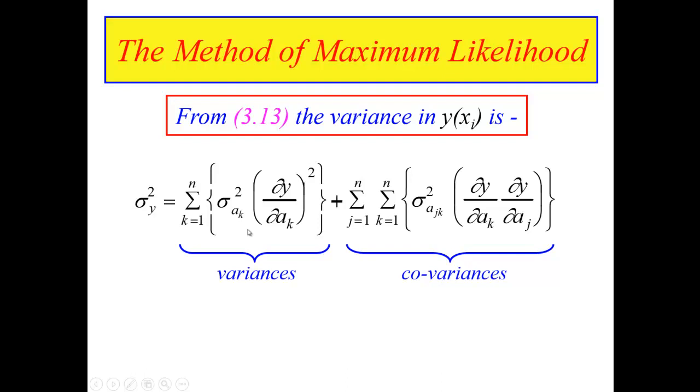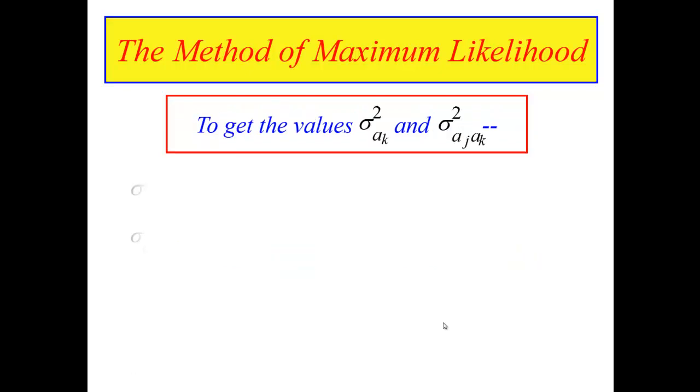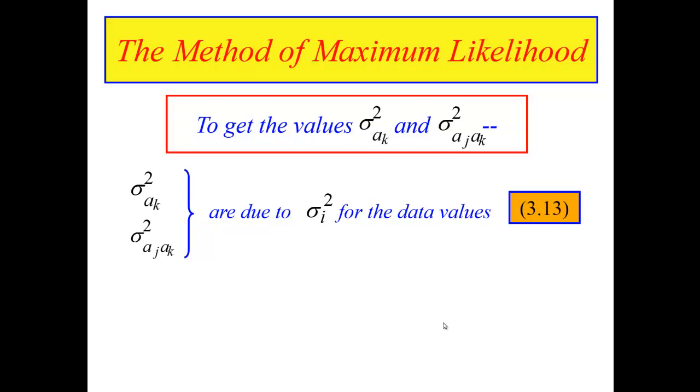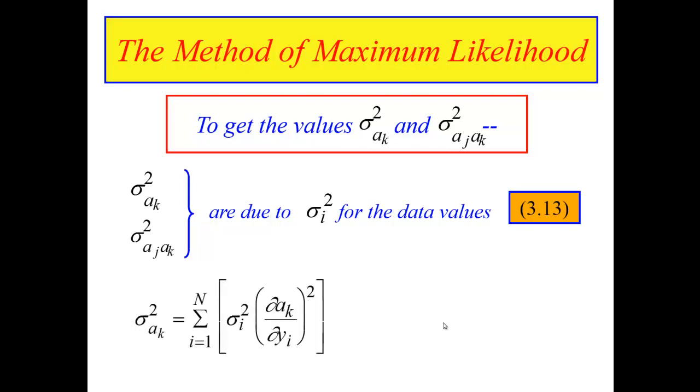So those will be the variance terms, but then there will also be the covariance terms. And we won't be able in general to assume that those are small. So to get those values, what do we do? Well, we get them from the individual uncertainties in the data values themselves, right?